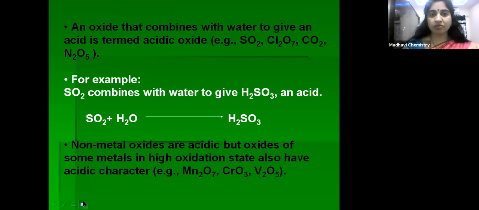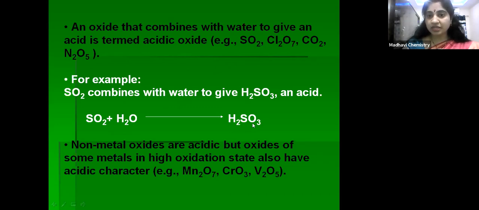Now let us see one by one. An oxide that combines with water to give an acid is termed an acidic oxide. So what is an acidic oxide, children? Whenever an oxide combines with water to give an acid, that oxide is called an acidic oxide. For example, SO2, Cl2O7, CO2, N2O5. All these are acidic oxides. If you consider SO2, when it combines with water it gives H2SO3. What is H2SO3? Sulfurous acid.